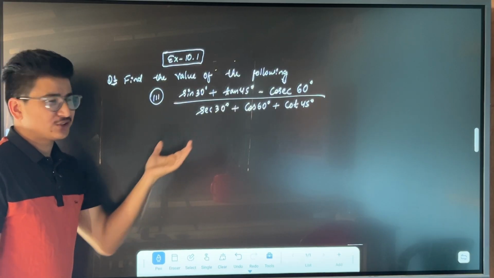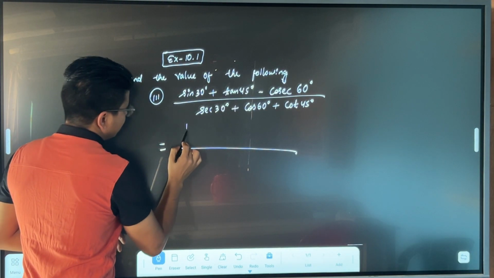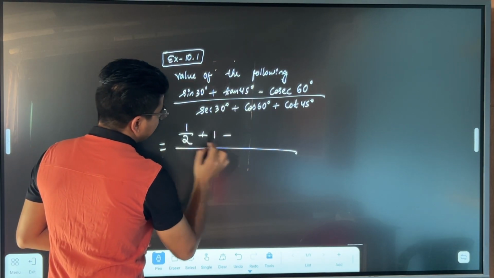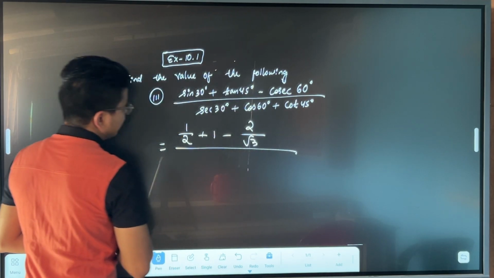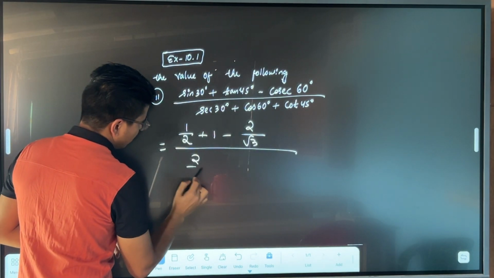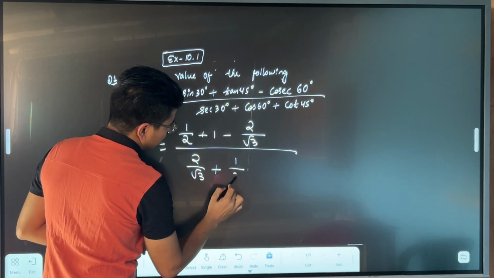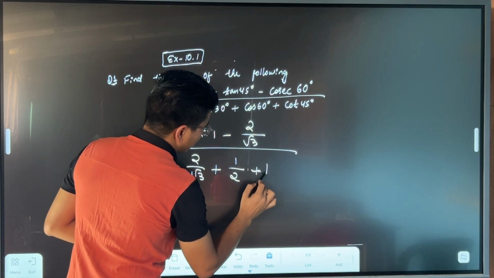Let us solve this Roman number 3. Sine 30 degree, what is the value? 1 by 2, plus tan 45 degree is 1, minus cosec 60 degree is 2 upon root 3, sec 30 degree is 2 upon root 3, plus cos 60 degree is 1 by 2, then plus cot 45 degree, the value is 1.